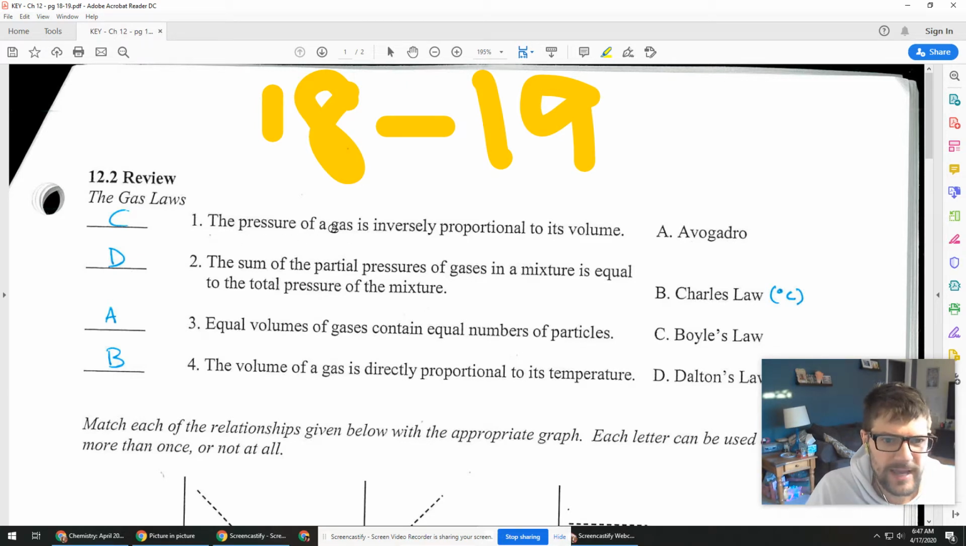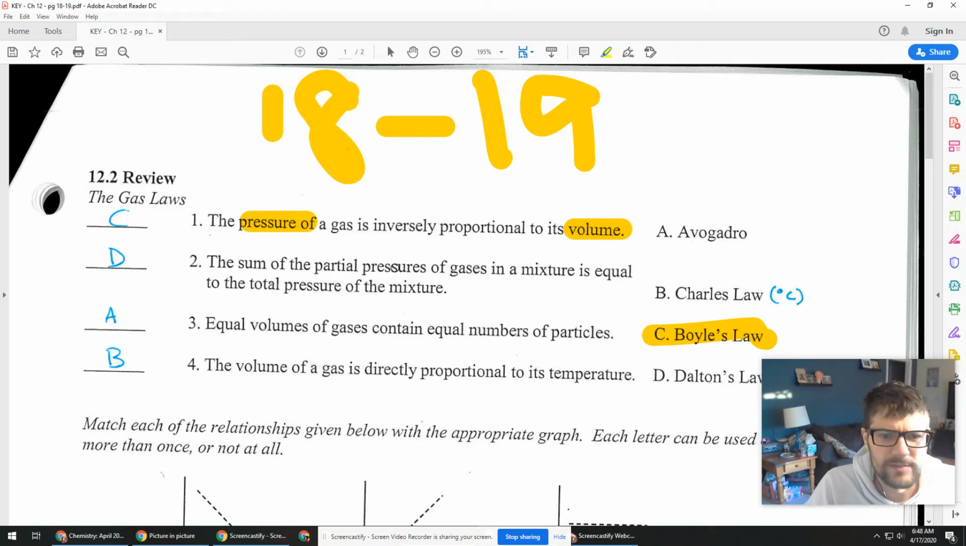The pressure of a gas is inversely related to its volume. So pressure and volume, that is going to be Boyle's law. It's not super important that you memorize the names of the laws, especially here as we're just trying to kind of get through this content. But what I do want you to know is be able to look these up and reference them.